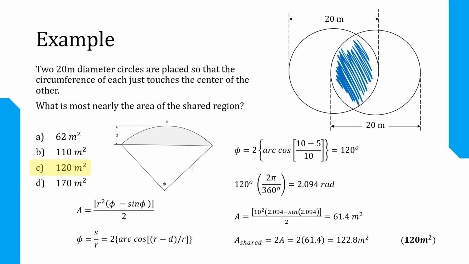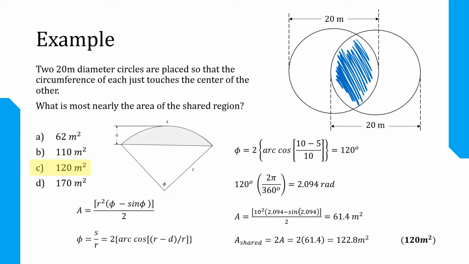We know what the area and the phi or angle equations are, and we want to end up with the area as our answer. So we're going to need to know what the radius is, and we need to know what phi is, and keep in mind that it's going to be in radians. So let's start by using the phi equation, 2 times arc cosine of r minus d all over r. By substituting those values in, we'll get an angle of 120 degrees. When we convert that to radians, we'll get 2.094.